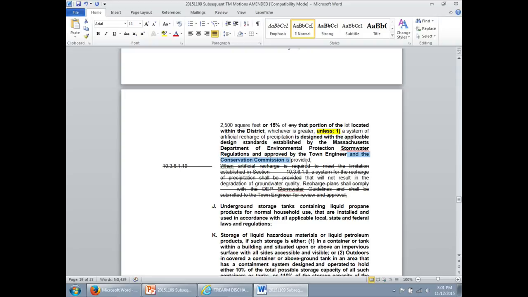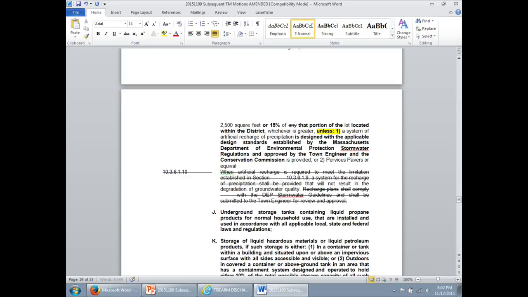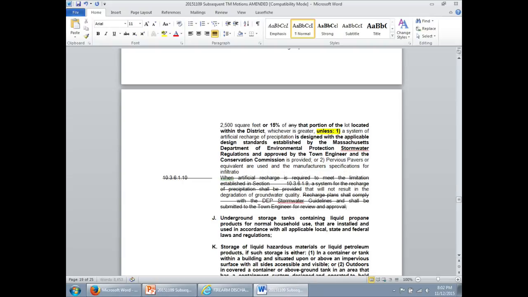And then after the word provided, I would like a semicolon, or number two, and this is the main part of the amendment, pervious pavers or equivalent are used and the manufacturer's specifications for infiltration are factored into the impervious surface and infiltration calculations.